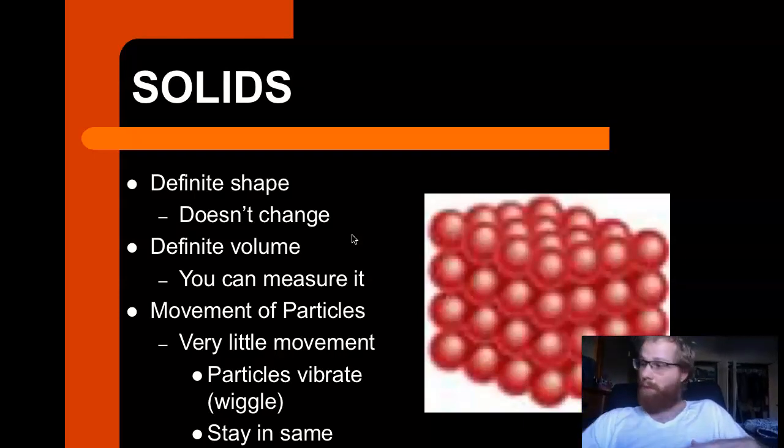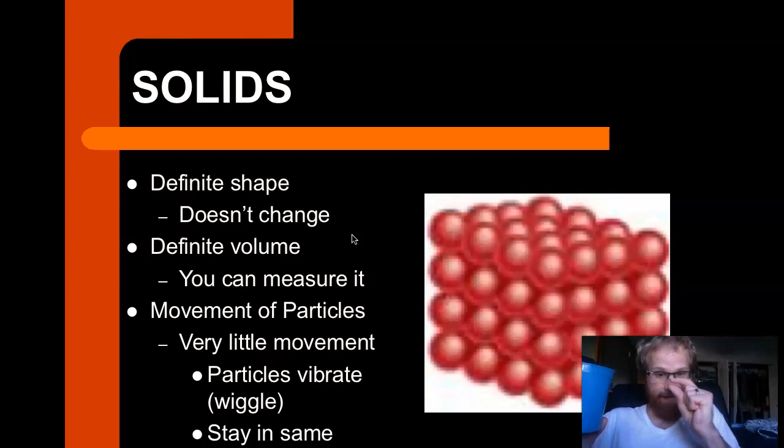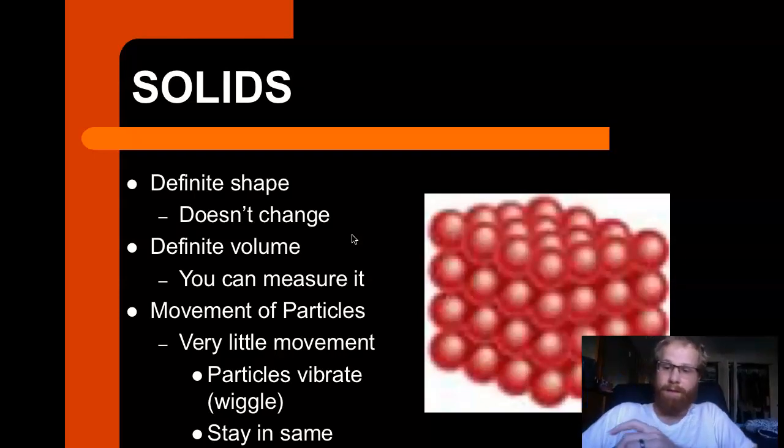The volume, right, this cup is going to still take up the exact same amount of space that it always would. The movement of the particles, the individual atoms that make up this cup, they are moving, but they're only vibrating back and forth in a fixed position. They're only moving a little teeny tiny amount, and they're mostly staying in the same place. Cool. So how is a solid different from a liquid?